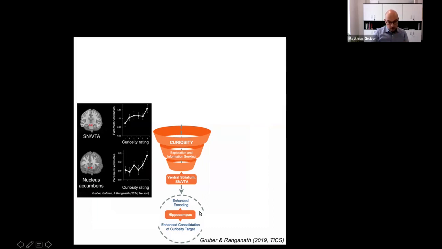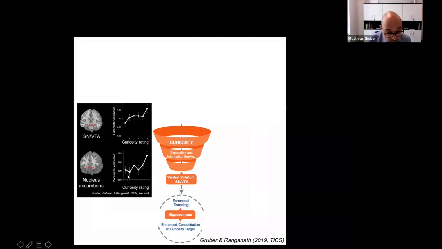When we started this line of research in 2014, we found that curiosity really activates the dopaminergic circuit. In this study, we found that key areas of the dopaminergic circuit, the SN/VTA in the midbrain, which is the area which releases dopamine to the circuit, and also one important output area, the nucleus accumbens, both show a linear increase with curiosity ratings. Further on, we showed that when participants are in a curiosity state, it also activates activity within the hippocampus, and that predicts the curiosity-related memory enhancements.